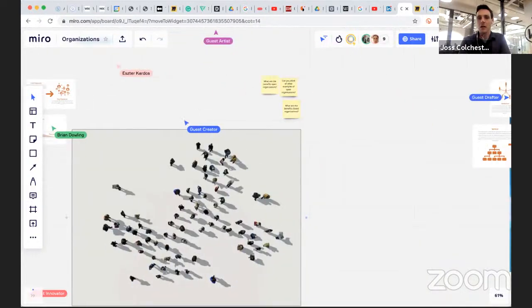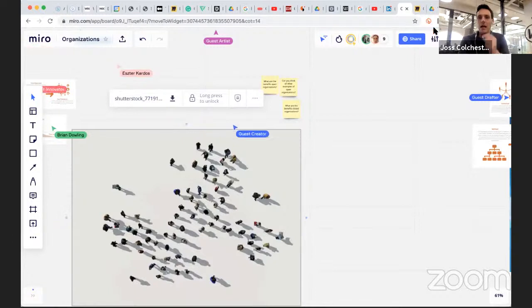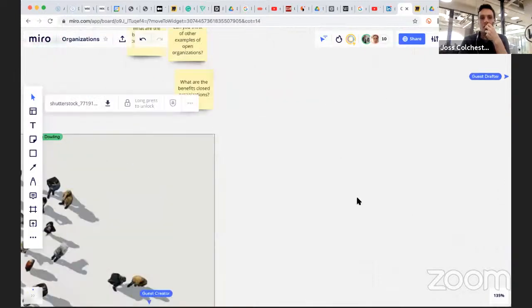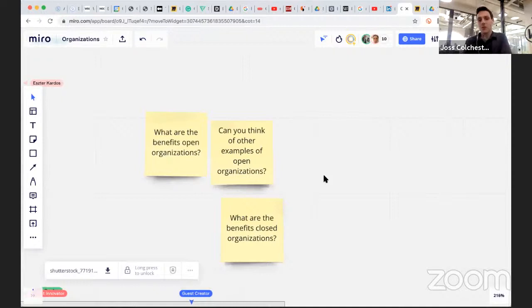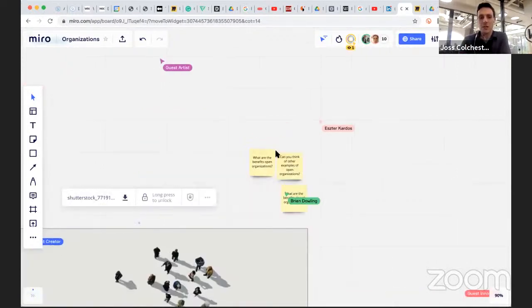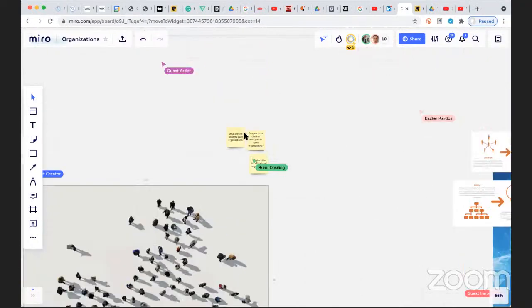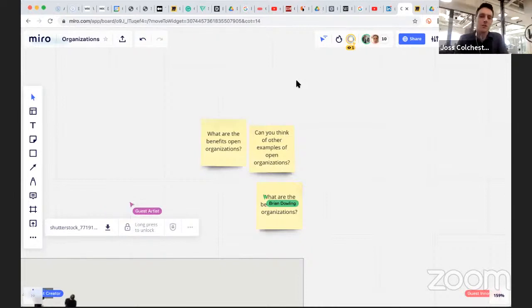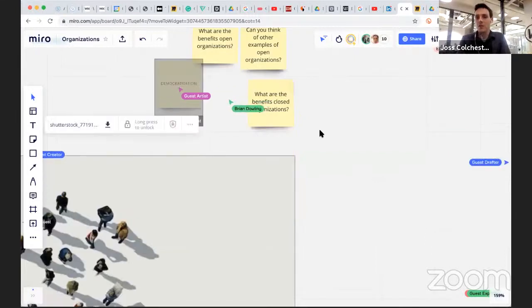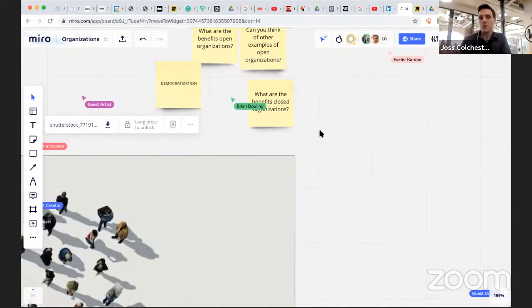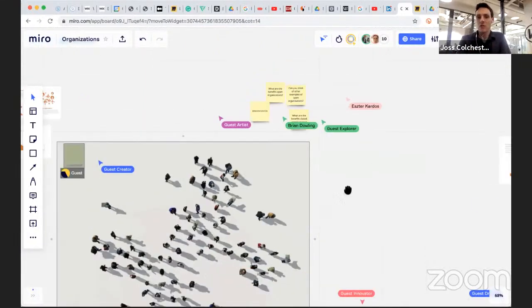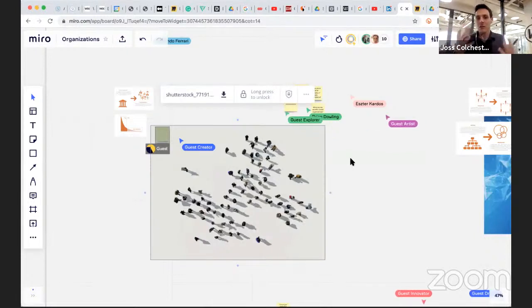I have a couple of questions here. Let's take a look at those. What are the benefits of open organization? So we're going to have a little discussion for about the next 10 minutes. You're going to post some stuff up, and then we're going to talk about that. I want you to think about these considerations, and at the same time look at the image here, maybe playing off the image. The questions here: what are the benefits of open organizations? Or can you think of other examples of open organizations? Or in contrast, what are the benefits of closed organizations, right? We don't want to say that open is always better than closed, but what are actually the benefits and drawbacks of the two? I think it's good to make a balanced assessment of them.